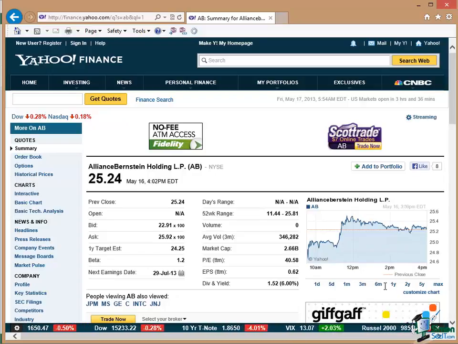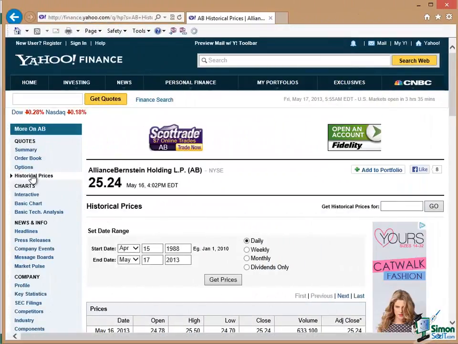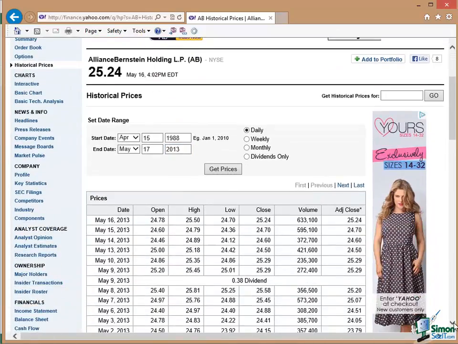So first thing to do is to click on Historical Prices on the left. And once we've clicked on Historical Prices, we get a table showing prices. Note the start date, April 15th, 1988. Today's date, May 17th, 2013. There are 25 years worth of data available.